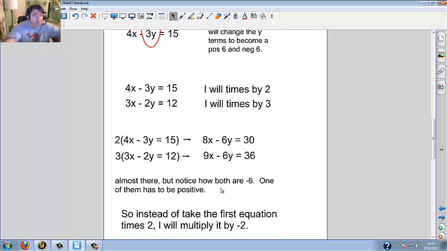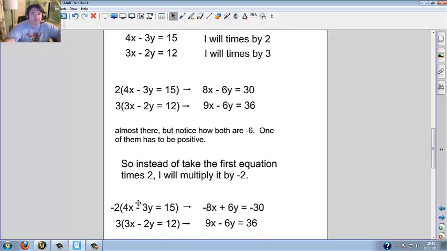How? Well, instead of times it by 2, I'll just times it by negative 2. Notice how now I get my positive 6y. Because I times by negative 2, times by negative 2, times by negative 2.